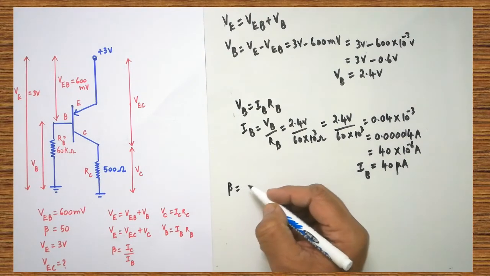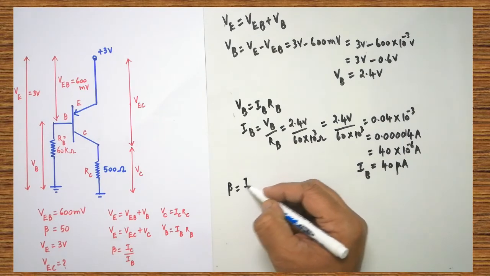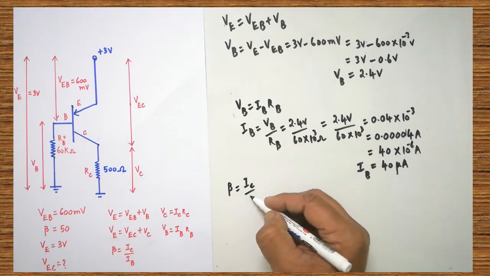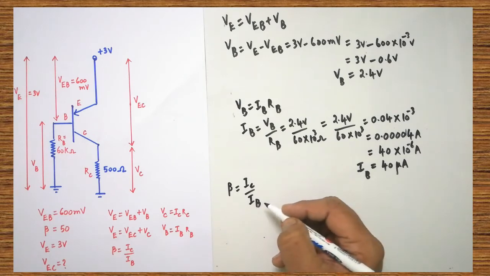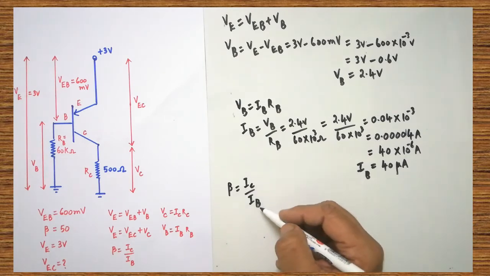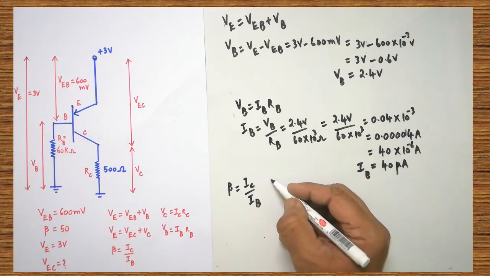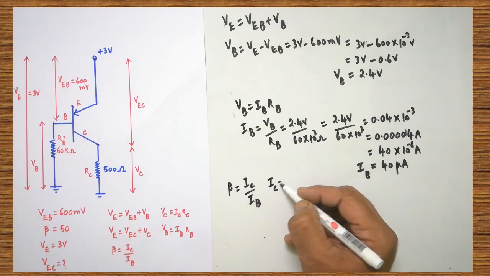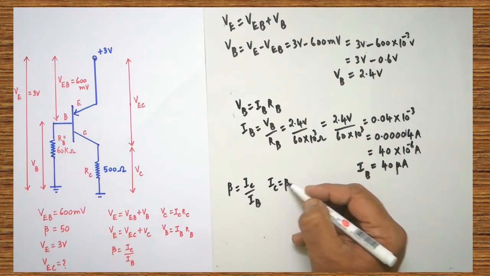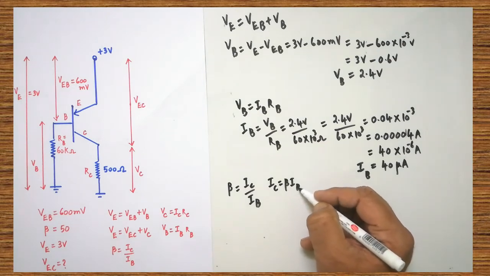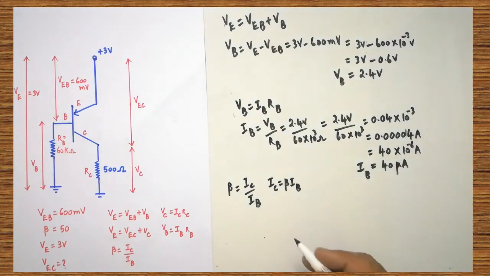What is beta? Current gain. The formula is IC divided by IB. With the help of beta, beta is known. Here IB is known. We are able to calculate IC. So what is the formula to calculate IC? IC is equal to beta into IB. That is the formula. Substitute the values here.